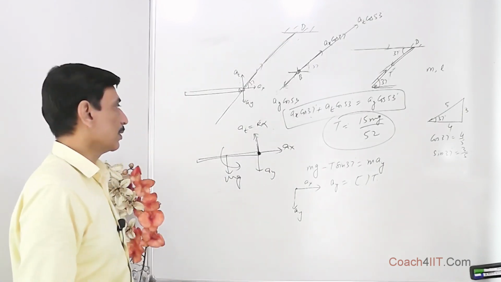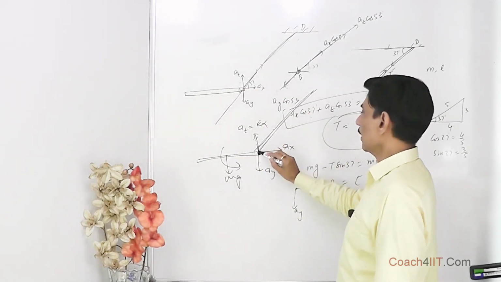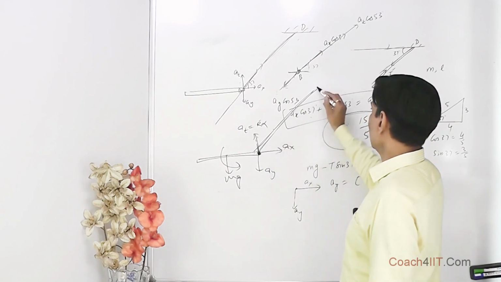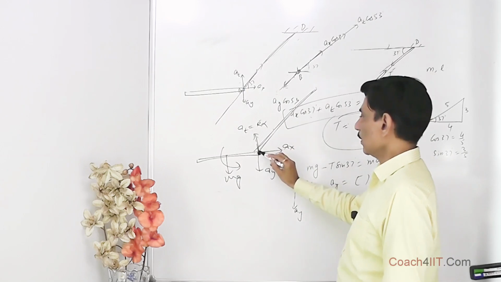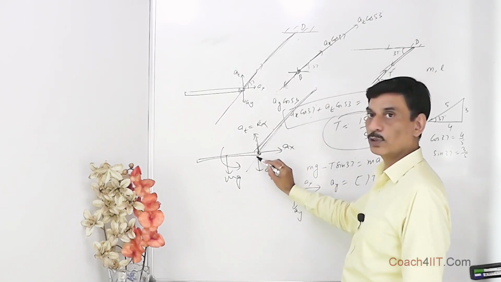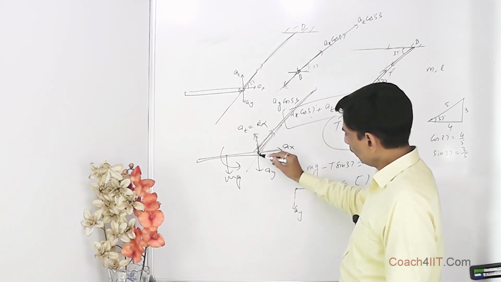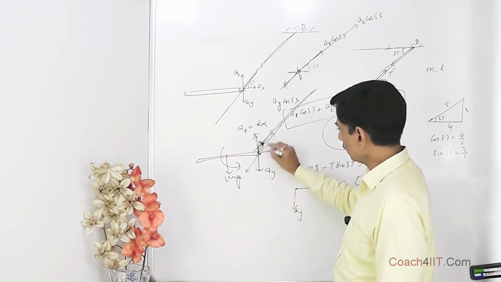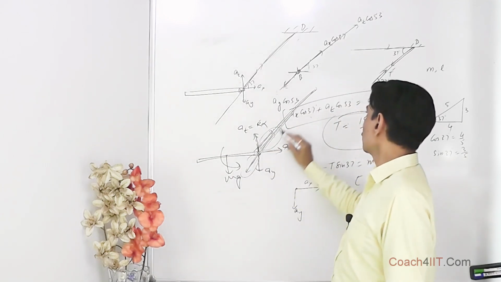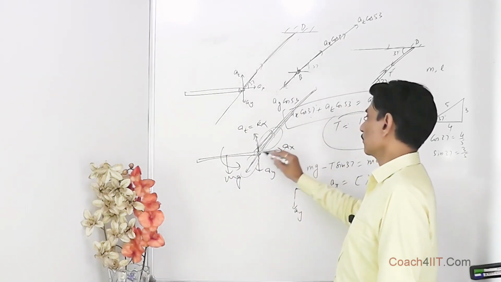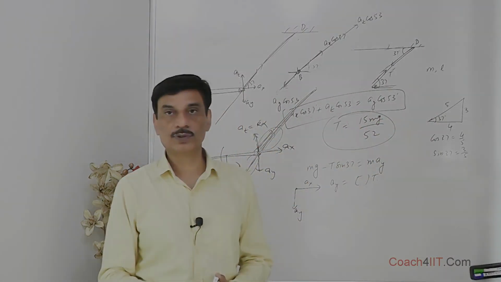Then we say that the length of this string is constant. There is no relative acceleration between this point and this point. The acceleration of this point, which is fixed to this support, is equal to 0. So the net acceleration of this along this line should also be equal to 0. The component of this acceleration along this should be equal to the component of this acceleration along this, so then there will not be any acceleration along this string. When we write the equation from there, eventually we get the value of T, which comes out to 15 mg by 52. You can check it yourself.